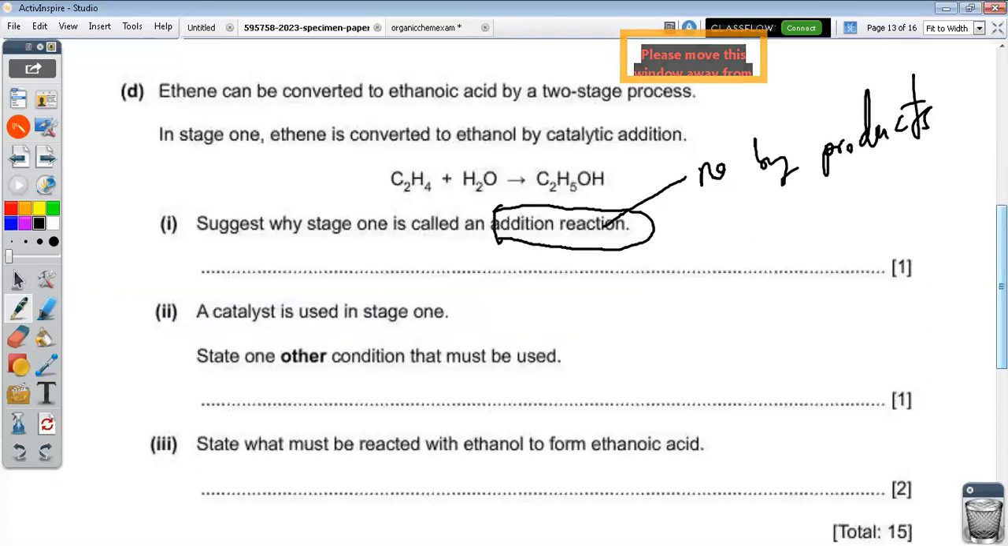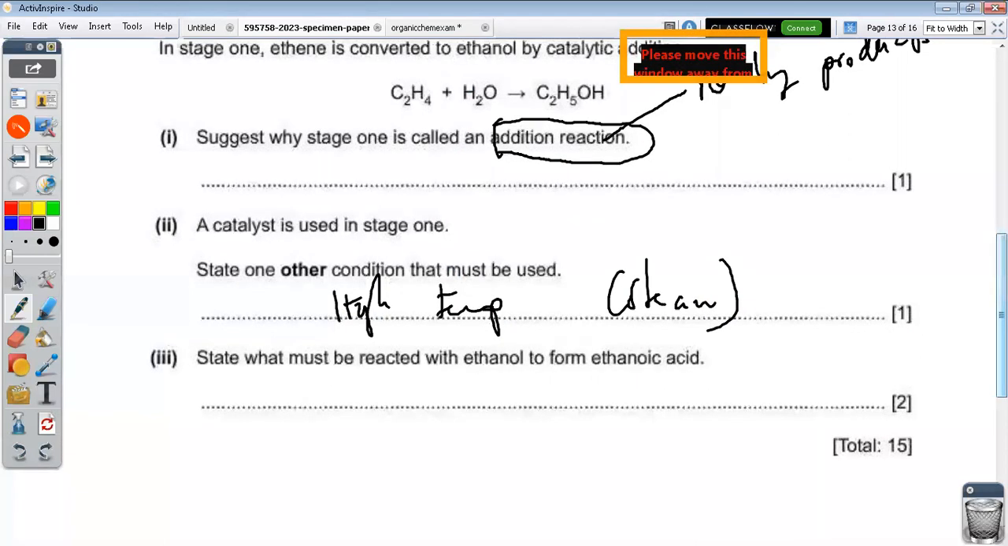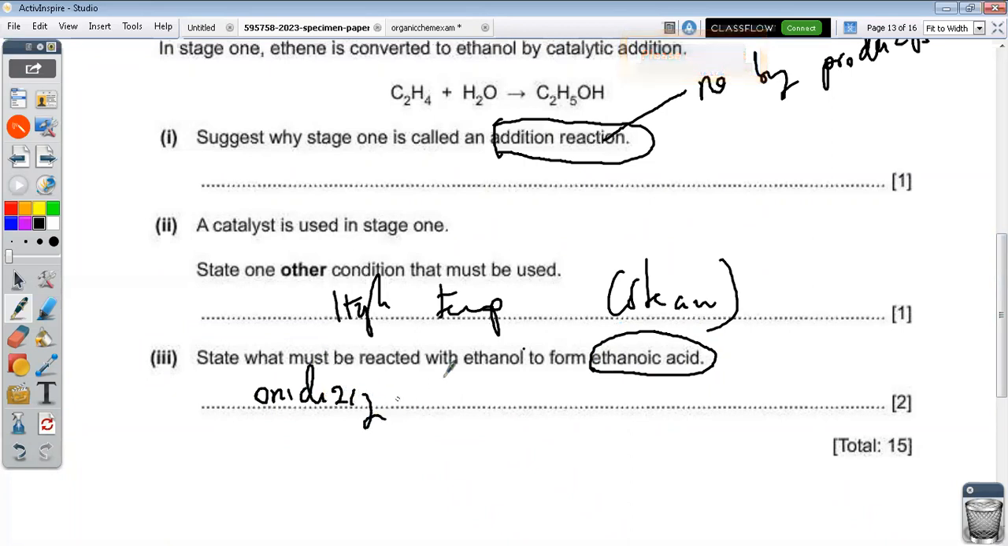A catalyst is used in one stage. State one other condition that is used. So there you use heat, high temperature, because the water has to be steam when you are reacting this. Now state what must be reacted with ethanol to form ethanoic acid. You can simply react with oxygen or with an oxidizing agent. Because if you leave an alcohol open, it will oxidize on its own.